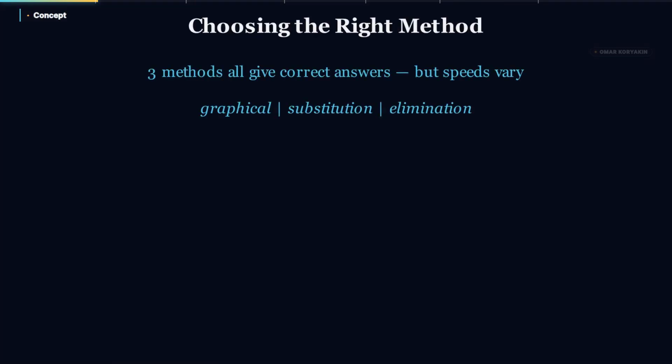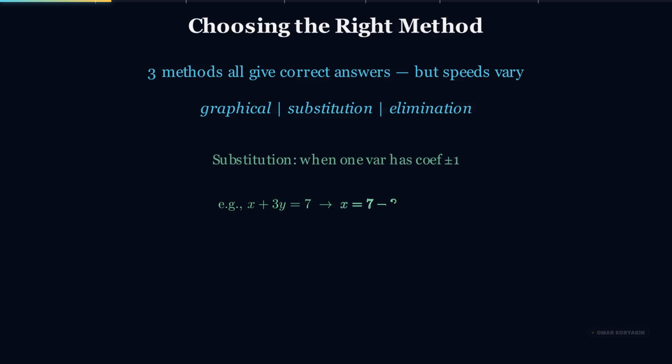The decision among the 3 solving methods depends on the form of the equations. Each method works on every linear system, but each is most efficient on certain forms. Recognizing which method fits a given system saves algebraic work and reduces the chance of errors. The decision rule has 3 branches based on the coefficients of the variables.